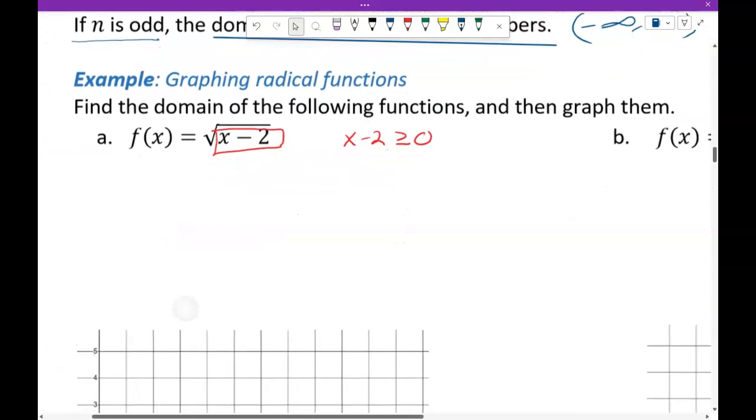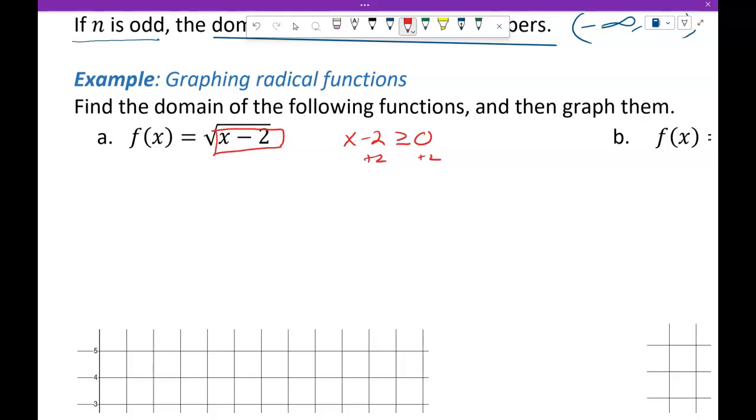So let's take a look at this first function. We're going to set the radicand greater than or equal to 0 to find what our domain is going to be. When we isolate x, we find that x has to be greater than or equal to 2. That's the smallest value that x can be. X has to be from 2 to infinity. And let's prove that. Let's pick a number outside the domain, such as 0.